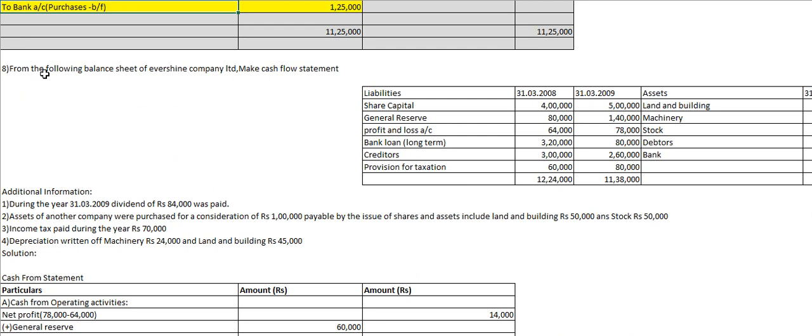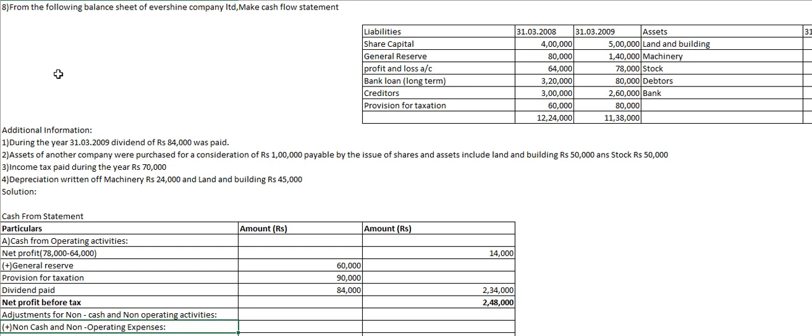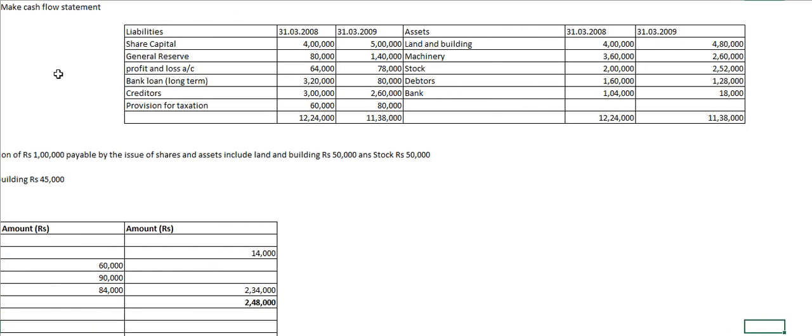Our next question. From the following balance sheet of Evershine Company Limited, make cash flow statement. So you have your liability side and you have your asset side. So share capital has increased, so it is issue of share capital, which you will add in your financing activity. General reserve has increased, so you will add it to your net profit in order to calculate net profit before tax. Then you have a profit and loss account, which is your opening minus closing. You will get your net profit.